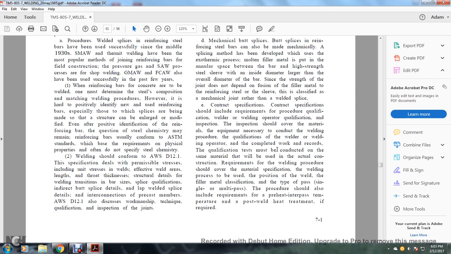The work qualification tests must be conducted on the same material that will be used, but the actual construction requirements for the welding procedure should be covered with the material specification, the welding process to be used, the position of the weld, the filler metal classification, and the type of pass, single or multiple pass.